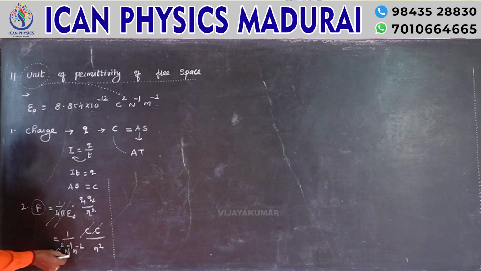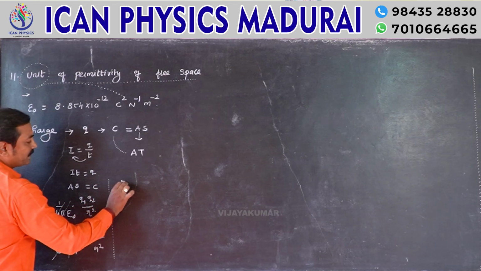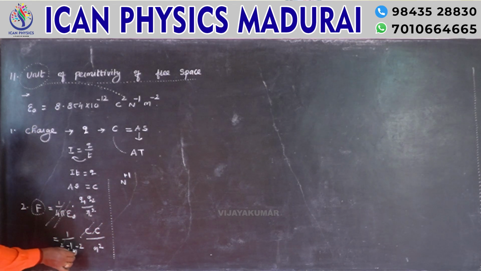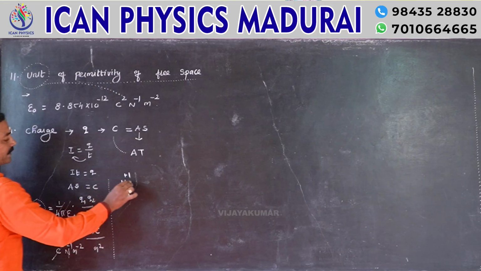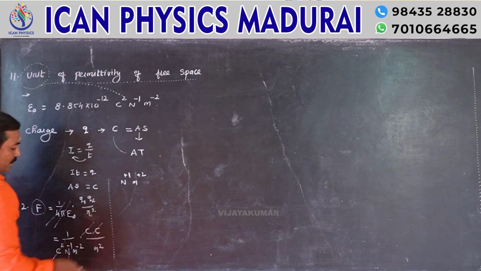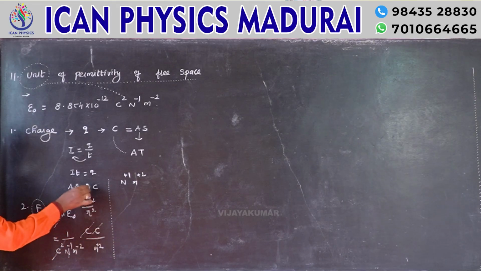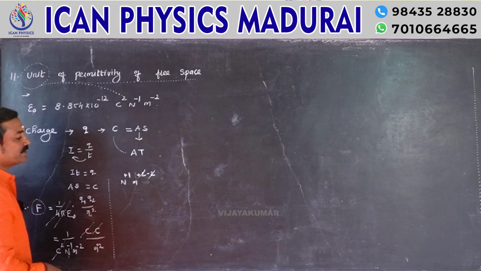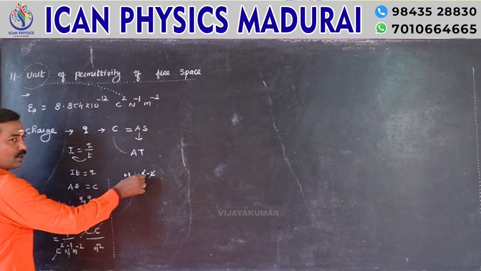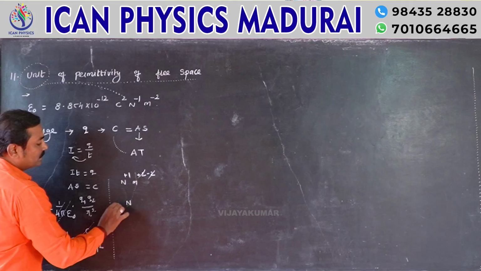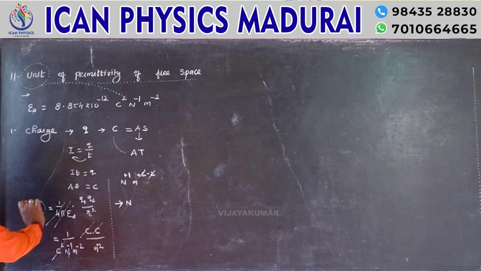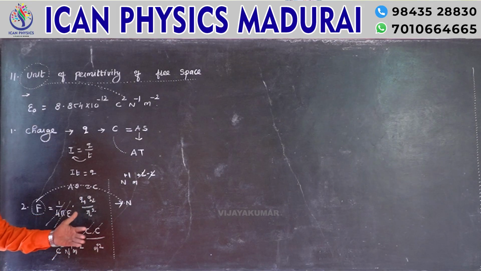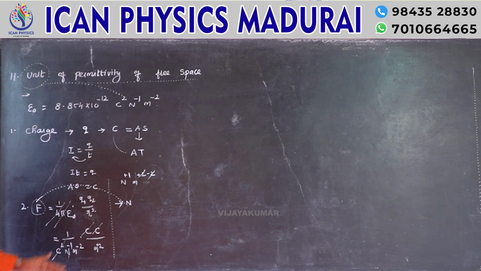Okay. Now, the denominator values go to the numerator. So, power minus 1 goes to the numerator as plus 1. So, Newton power plus 1. The minus 2 goes to the numerator as plus 2. Okay. Now, this plus 2 goes to the numerator as minus 2. So, plus 2, minus 2 getting cancelled. So, anything power 0, 1. 1 into Newton. So, Newton is the unit of force.